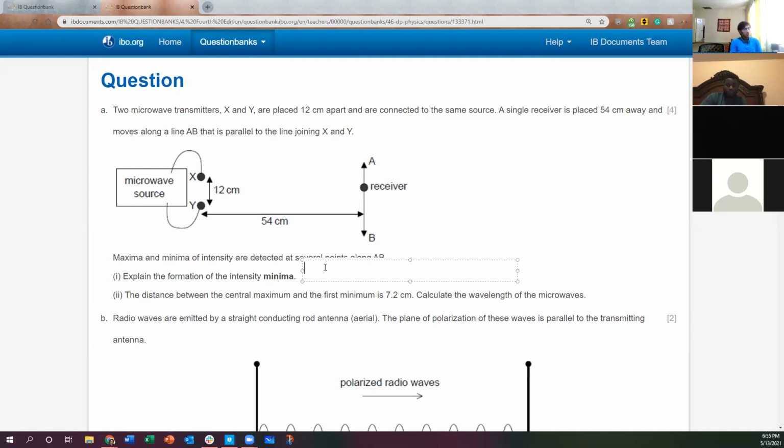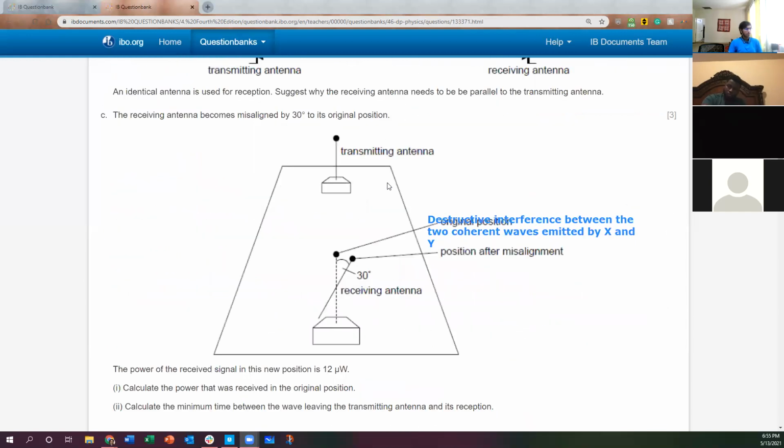Destructive interference, right? So we would say destructive interference between the two coherent waves emitted by X and Y will result in... we can actually just say destructive interference between the two, because IB doesn't care about complete sentences. So you can just leave it at that. Let's see if that's sufficient for the mark scheme, because often it's not, but let's see what they want.